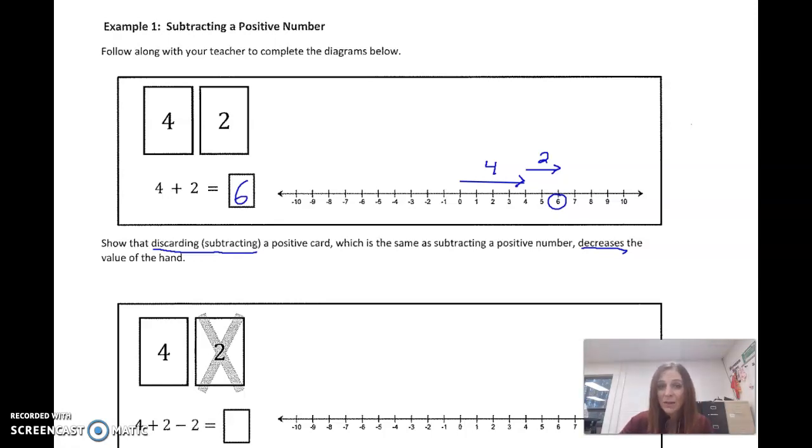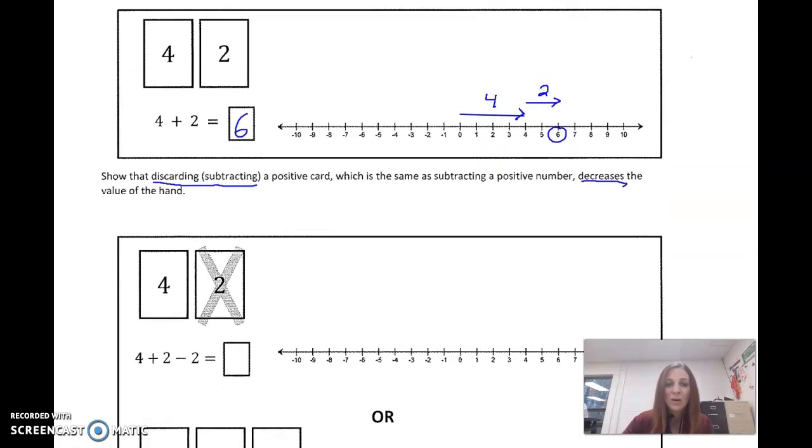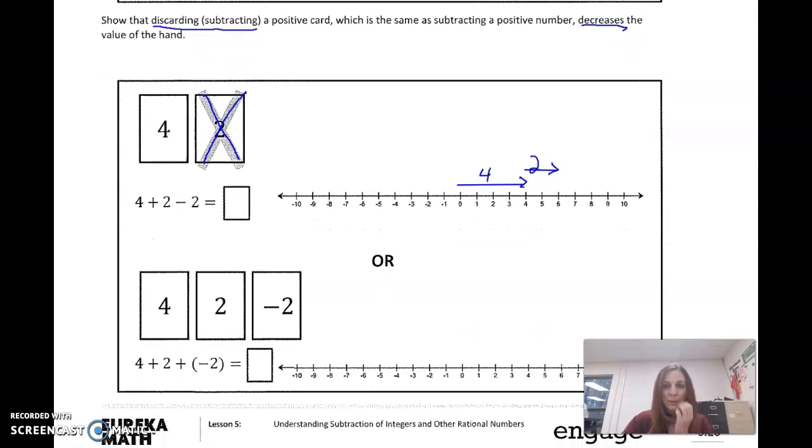Now what happens when we remove it? If we slide down here a little bit, you can see that we're discarding. So let's pretend I throw that 2 out, throw it in the discard pile. I'm going to get rid of it here. Remember, I was at 0. I went to 4, and I went 2 to the right to get to 6. This is what happened up here, so I'm just copying that down. Now what I'm going to do is get rid of that 2.